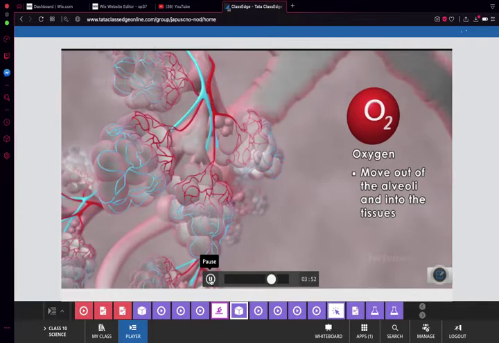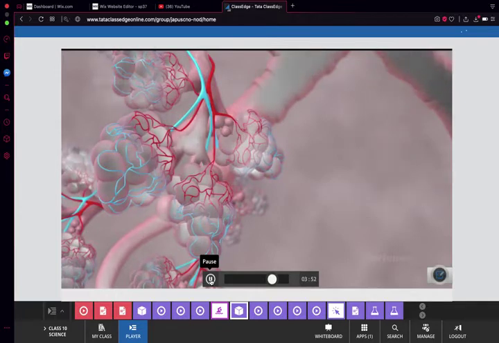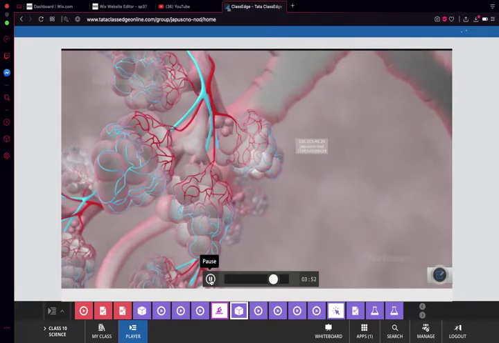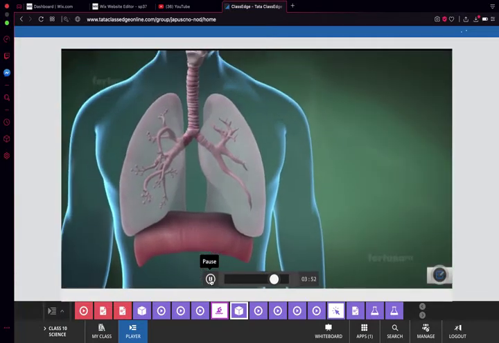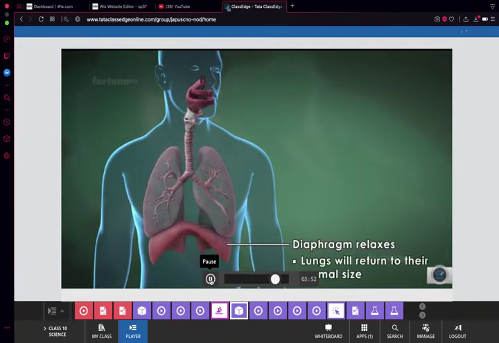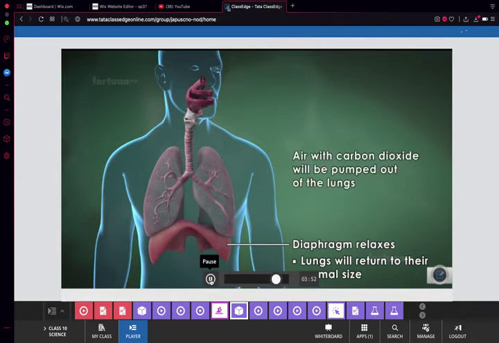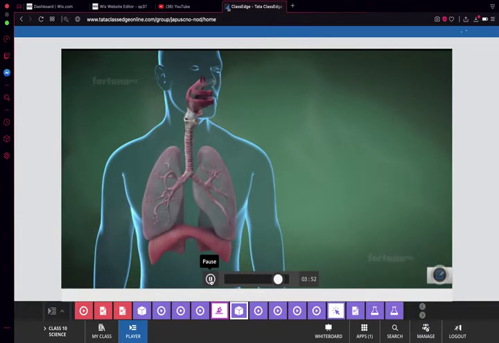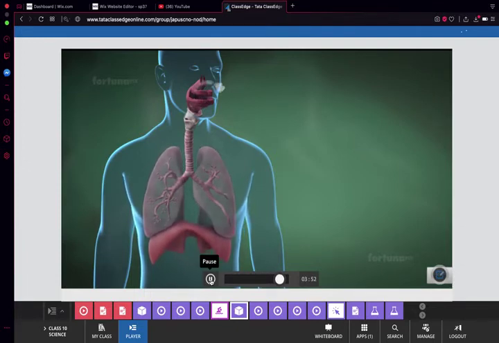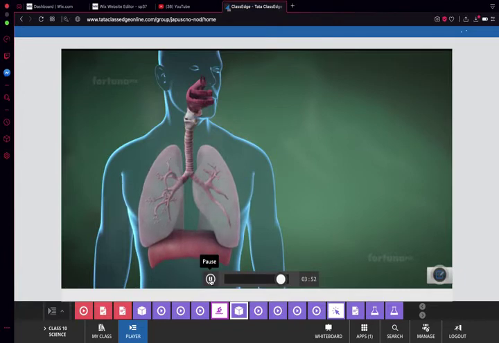Oxygen will move out of the alveoli and into the tissues, while carbon dioxide will move into the alveoli. As the diaphragm relaxes, the lungs will return to their normal size. Air with carbon dioxide will be pumped out of the lungs in the process known as expiration. As inspiration and expiration continue, the carbon dioxide will leave our bodies and the oxygen we need will be brought in and sent to the tissues.